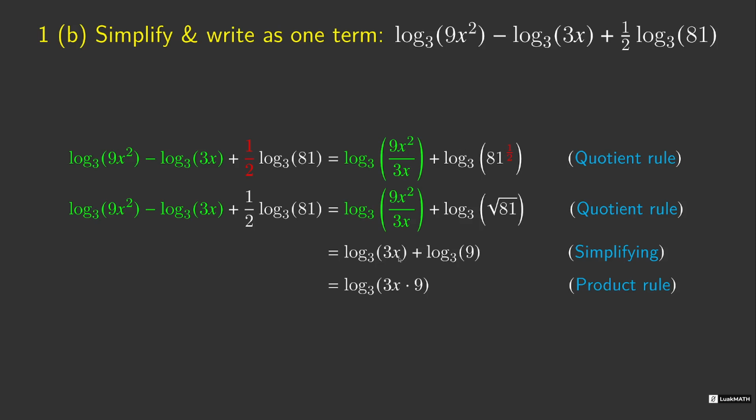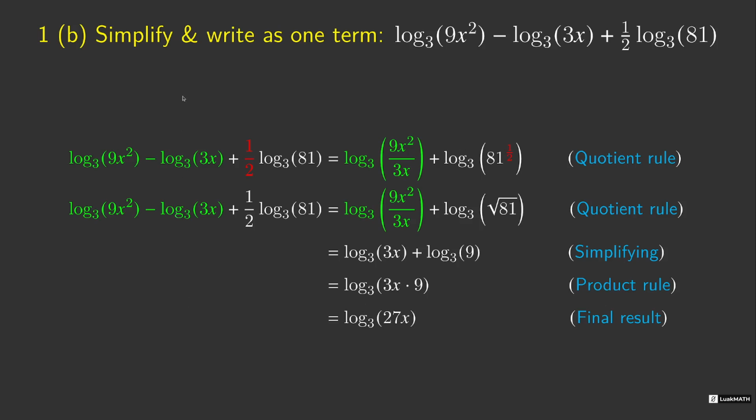So we combine 3x from here and 9, you multiply them, you get log to base 3 of 3x times 9. And then you just simplify it, you get log of 27x to base 3. And that's the final result. Again, you can see how useful this would be. If you can combine all these terms into one term like this, it might help you simplify a really complicated problem.